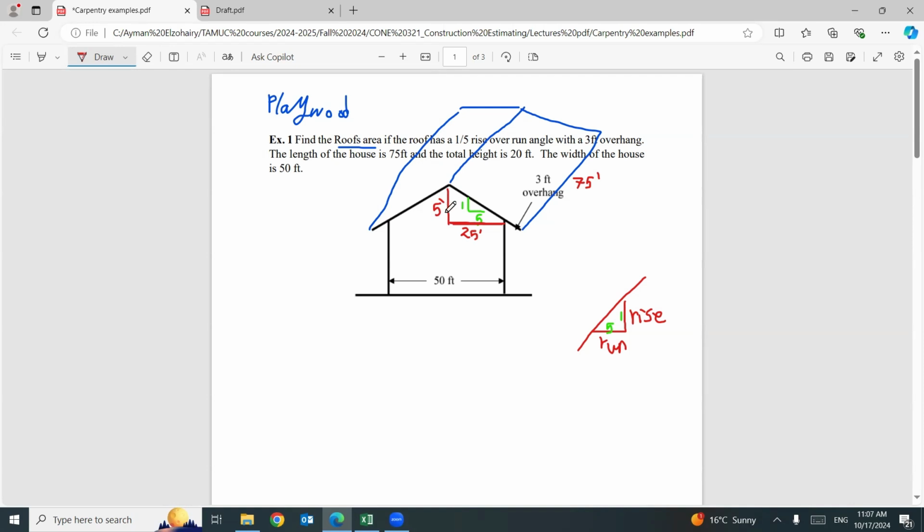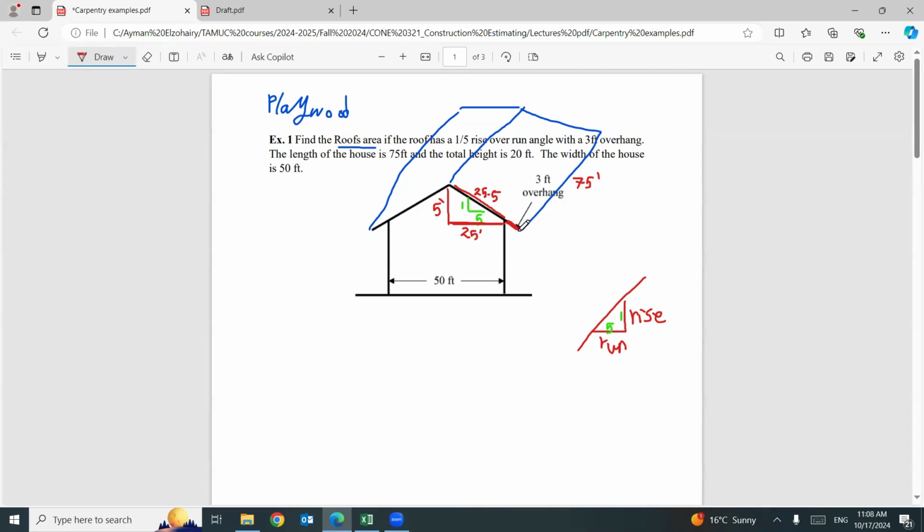Based on the 5 feet and the 25 feet, I can say this length of the roof will equal the square root of 5 feet squared plus 25 feet squared. So this length will be 25.5. Based on the given information, we have an overhang length of 3 feet. Can you see it? This overhang length equals 3 feet.